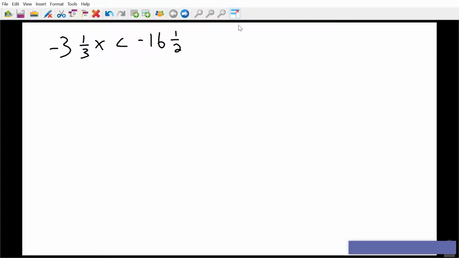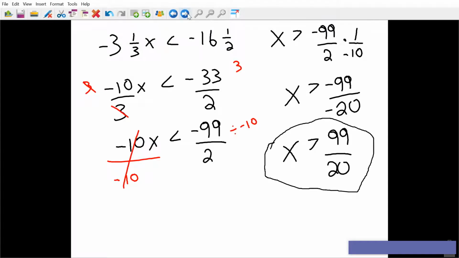Let's begin. The first question says negative 3 1/3 x is less than negative 16 1/2. Please solve for x. Please pause and try now. The answer is x is greater than 99 over 20.